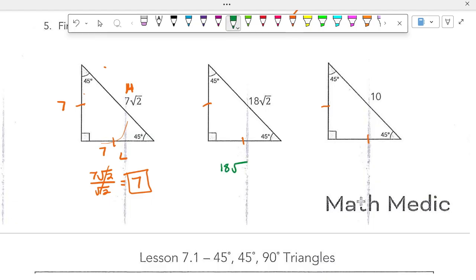What about 18 square root 2 over the square root of 2? That's just 18. So these two legs are both 18. Now this last one, we know we got to divide 10 by the square root of 2. But remember, we don't like radicals in the denominator. So what do we actually have to do with that? How do I get rid of the radical out of the denominator?